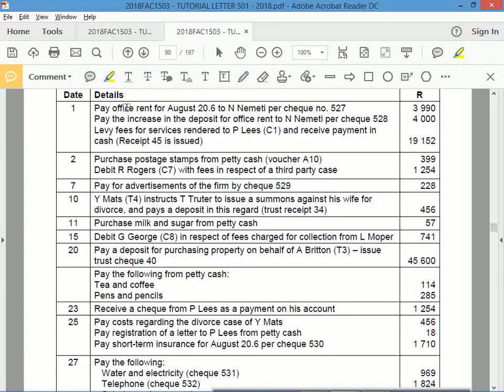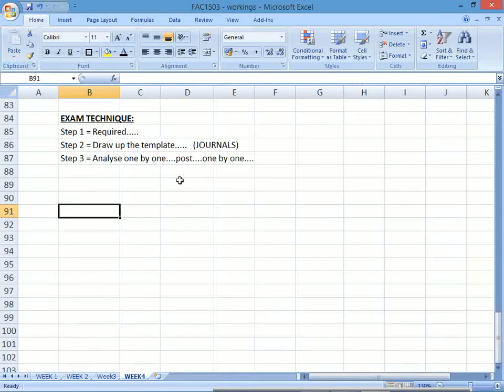If I just look at number 1, pay office rent for August to N per check. Good. You can write business CPJ there. I'm going to do one step better. What page is this on? Page 90. Thanks. Example number?